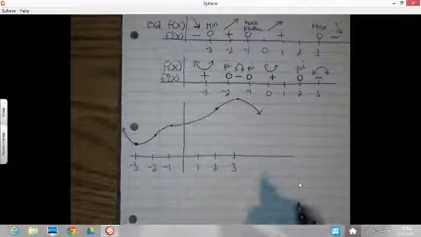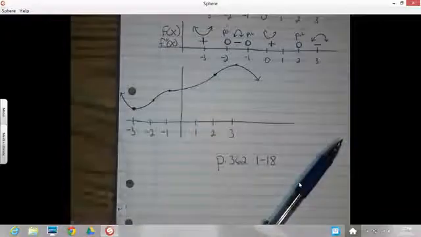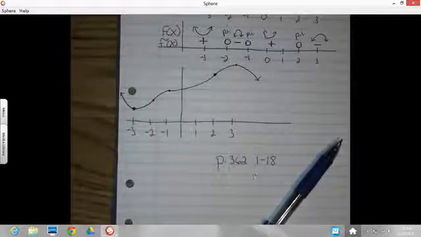Okay, your assignment is page 362, 1 through 18. I know the notes are really long, but the homework isn't too long. All right, stop this.